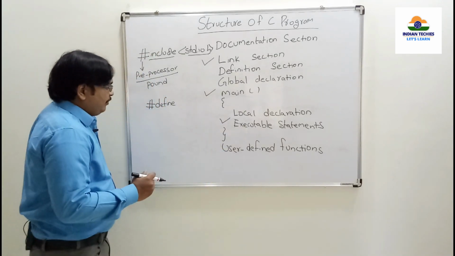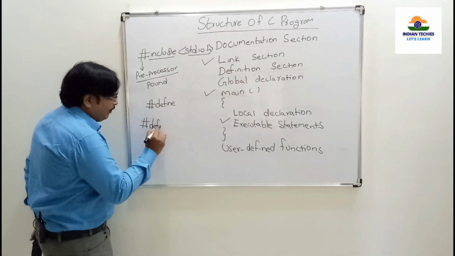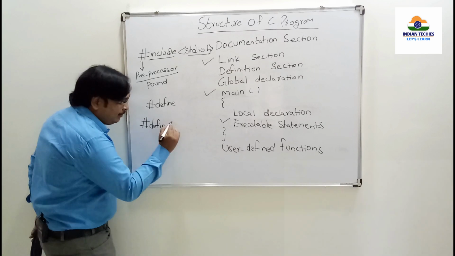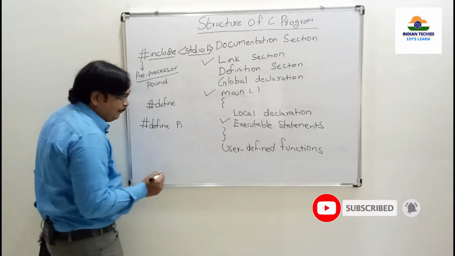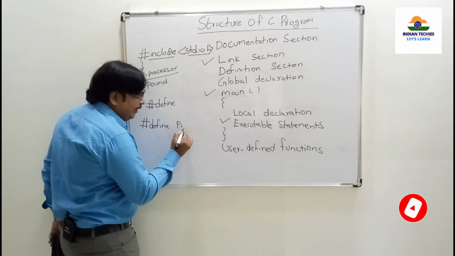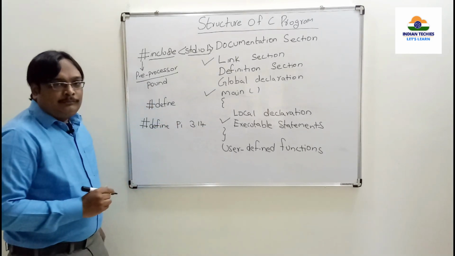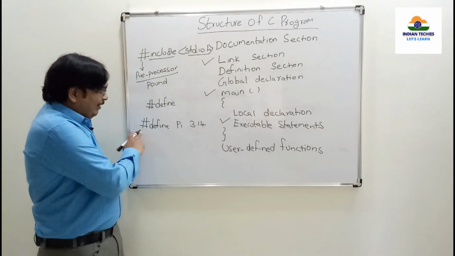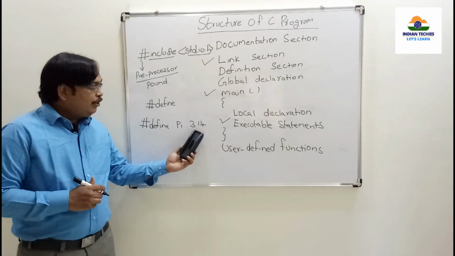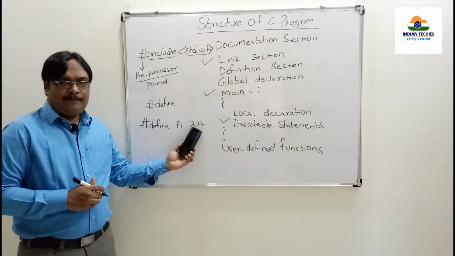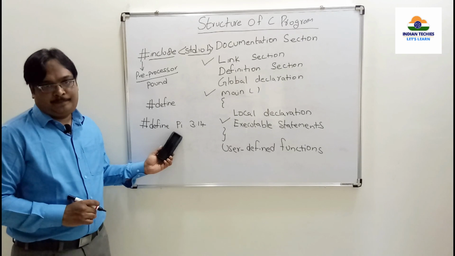Now, we can keep our own name means we can write like this: hash define, give one space, write the name that you want to give, that is pi. Then give a space, again write 3.14. Now, whenever I write this line, wherever you want to use 3.14 in the program, I mean exactly for the pi value, you can use the word pi.